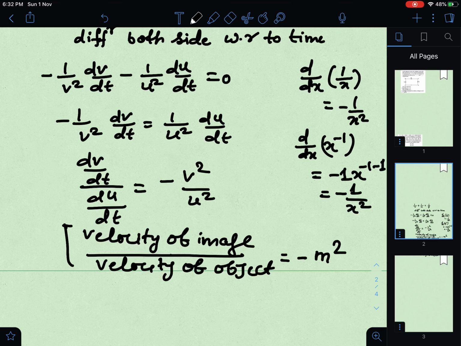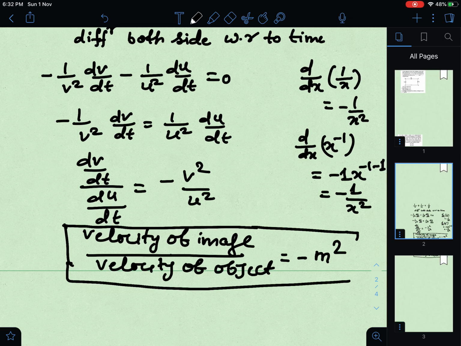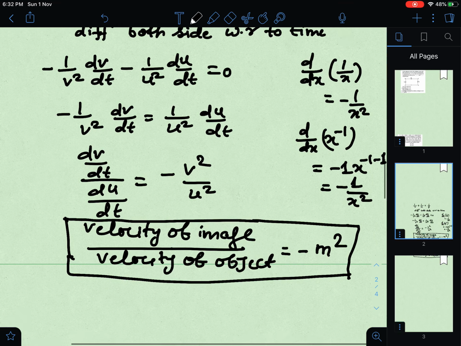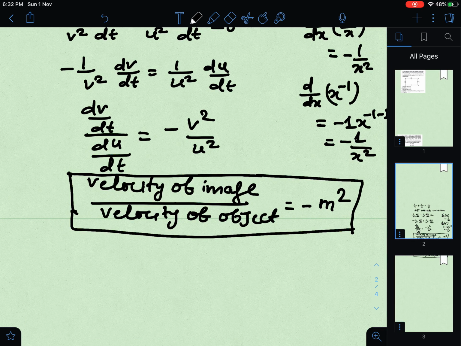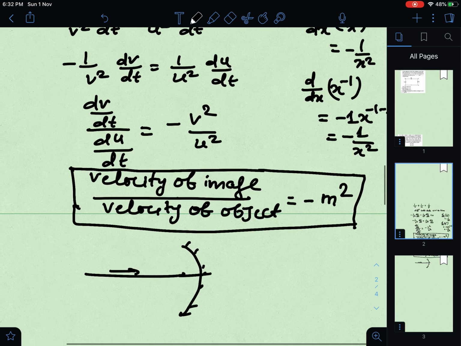So from there they can actually make one question. Suppose the object is moving with some velocity towards the mirror, with which velocity will the image move? You have to calculate the magnification and multiply this to get these things. One thing I want to tell you, this is actually valid only when the object is moving along the principal axis. Suppose this is your mirror, and the object is moving along the principal axis. If the object is moving along the principal axis, this formula is valid.